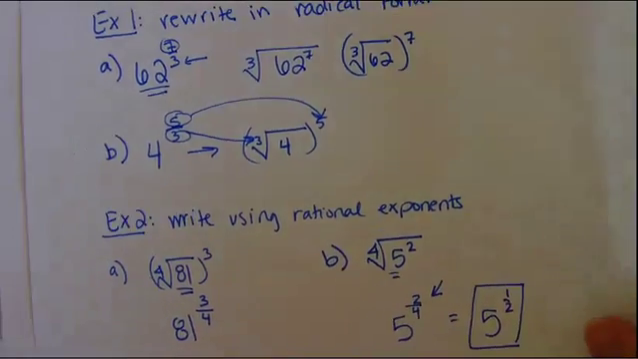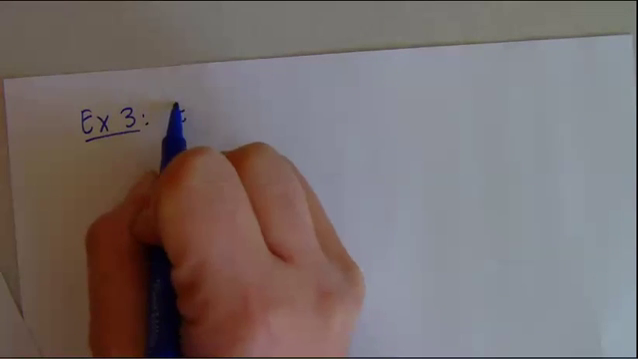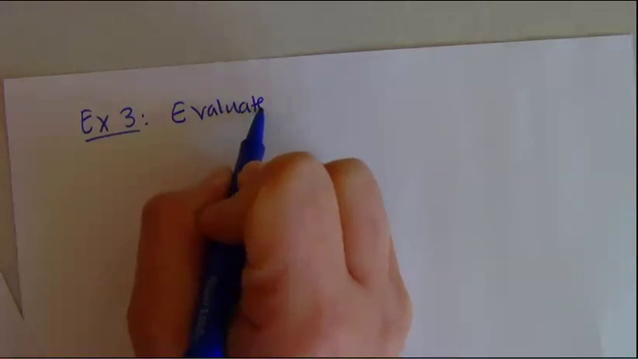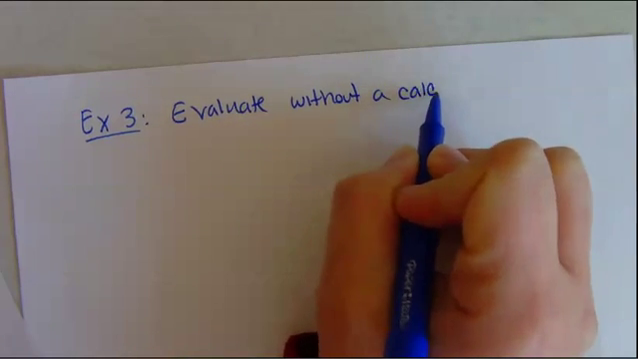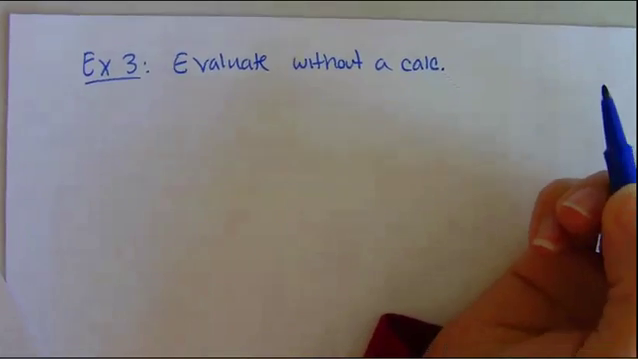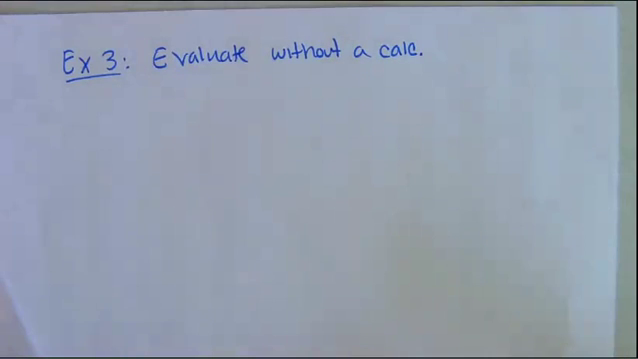Okay. So let's go ahead and look a little bit more. Now we're going to practice evaluating these without a calculator. So now that we know how to rewrite them, we are going to do example 3. Evaluate without a calculator. So when we say without a calculator, if you need to use a calculator because you don't know what 4 to the 3rd power is, that's fine.